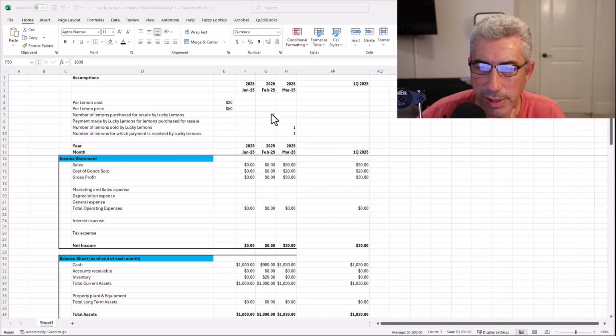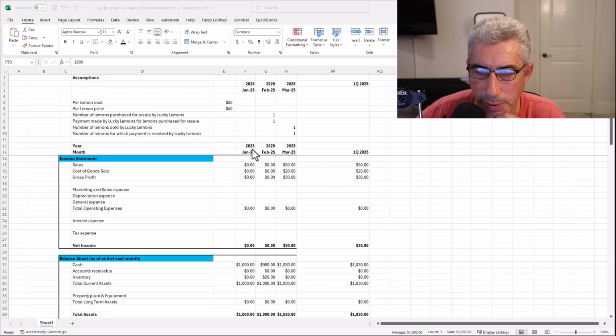So here you'll see in February 2025, we purchase a lemon, and we pay for that lemon at the same time we purchase. So that's represented by the ones here. And then here in March, we sell a lemon and we receive the money for that lemon at the same time that we sell it, and that's represented here. And so these assumptions drive the model below.